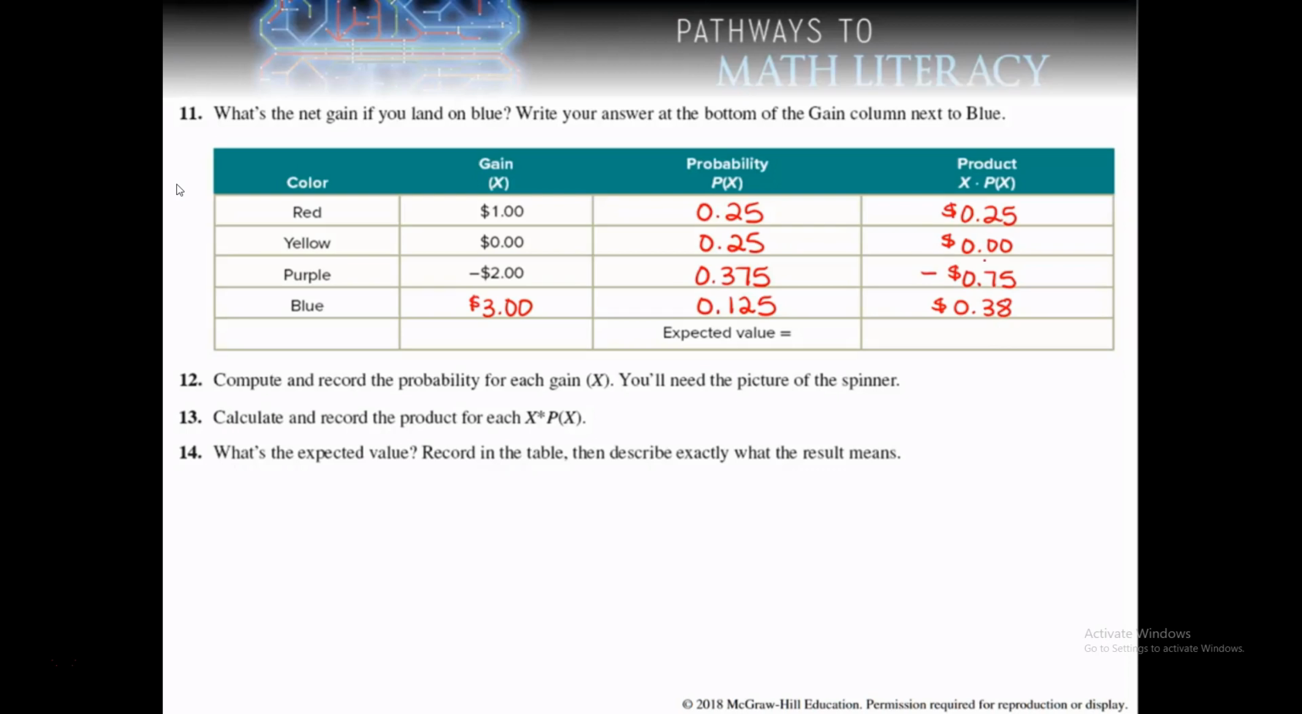And what does this tell you? This means that if you played this game over and over and over, in the long run, you'd expect to lose about 12 cents for each spin.